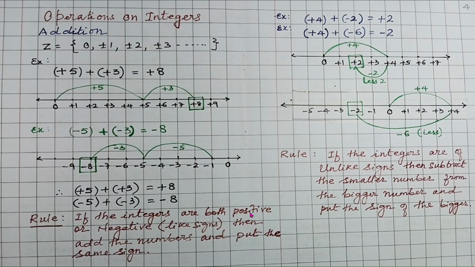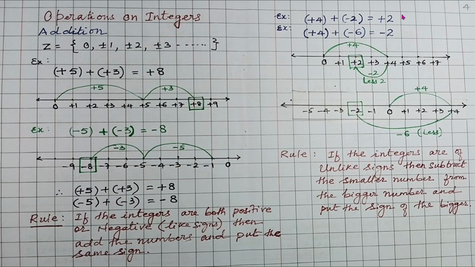That means if both the integers are positive or both are negative, then add the numbers and put the same sign. This is the rule. The rule of addition is if the integers are positive, add the numbers, put the same sign. If the integers are negative, add the numbers, put the same sign. So the rule is if the integers are both positive or both negative, that means they have like signs, then add the numbers and put the same sign.